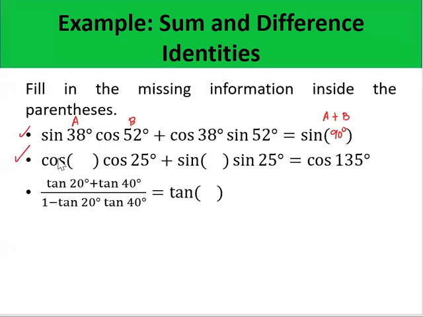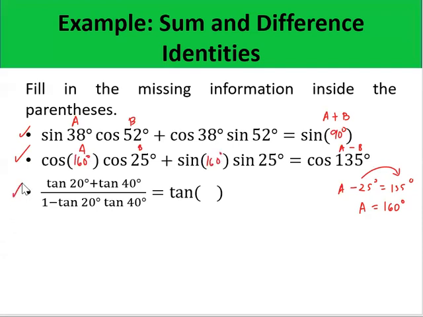Now for the second bullet, we have cosine of blank times cosine of 25 degrees plus sine of blank times sine of 25 degrees, and it's equal to cosine of 135 degrees. In this case, we can let the blank be A and 25 degrees be B. Since this is cosine times cosine plus sine times sine, this must be a cosine difference identity. So 135 degrees must be equal to A minus B. Since B is 25 degrees, we have A minus 25 degrees is equal to 135 degrees. Transposing the negative 25 to the other side gives us A is equal to 135 degrees plus 25 degrees, which is 160 degrees.